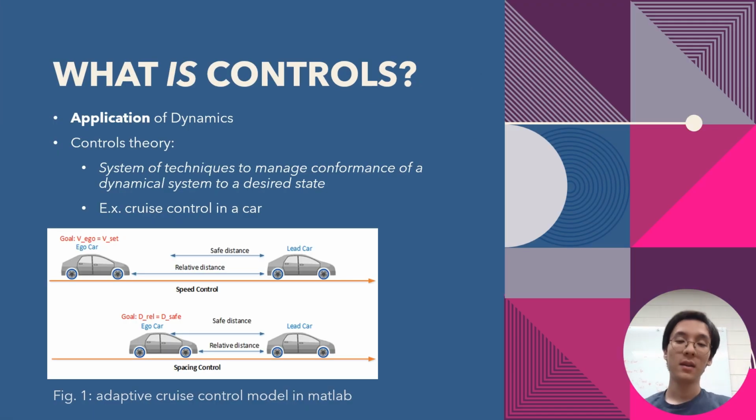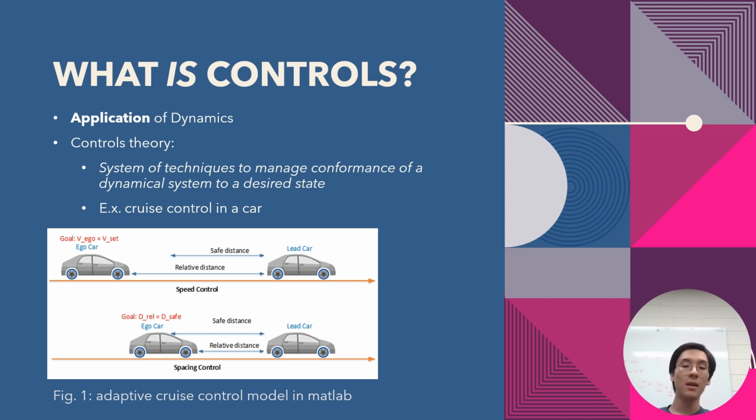So, today I'm going to be talking a little bit about what controls theory is and why it's relevant to dynamics. The reason I'm talking about this today is because controls is a direct application of rigid body dynamics, although there's a couple steps between rigid body dynamics and controls theory. Basically, controls theory is a system of techniques to manage the conformance of a dynamical system to a desired state. That's kind of a complicated sentence.